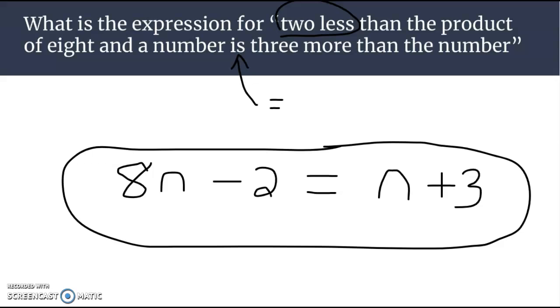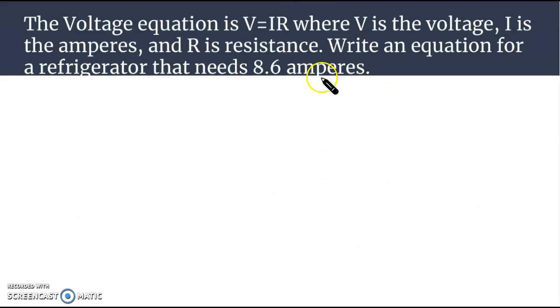All right, let's get some application problems here. It says the voltage equation is V equals IR. V is the voltage, I is the amps, R is the resistance. Write an equation for a refrigerator that needs 8.6 amps.